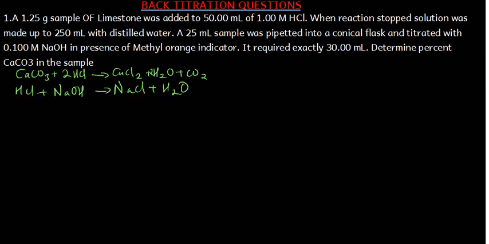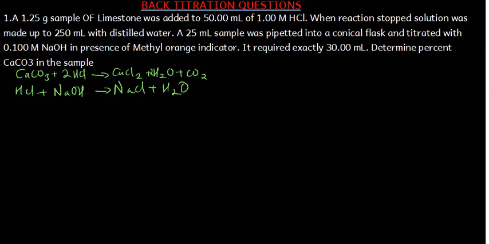A 1.25 gram sample of limestone was added to 50 milliliters of 1 molar hydrochloric acid. When the reaction stopped, the solution was made up to 250 milliliters with distilled water. A 25 milliliter sample was pipetted into a conical flask and titrated with 0.1 molar sodium hydroxide in the presence of methyl orange indicator. It required exactly 30 milliliters. Determine the percentage calcium carbonate in the sample.